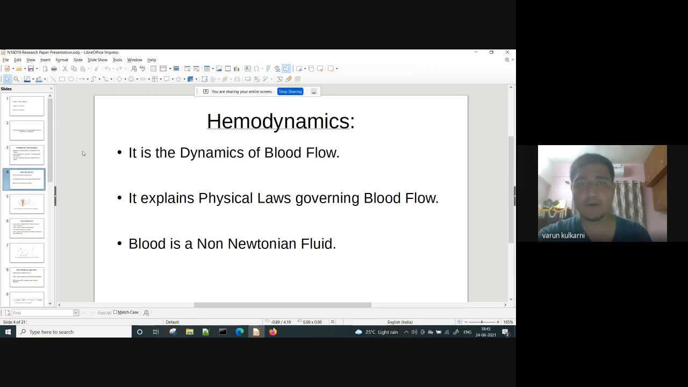Coming to hemodynamics. What is hemodynamics? Hemodynamics is the dynamics of blood flow. The circulatory system is controlled by homeostatic mechanisms of autoregulation, just as hydraulic circuits are controlled by control systems. The hemodynamic response continuously monitors and adjusts to conditions in the body and its environment. Thus, hemodynamics explains the physical laws that govern the flow of blood in the blood vessels.